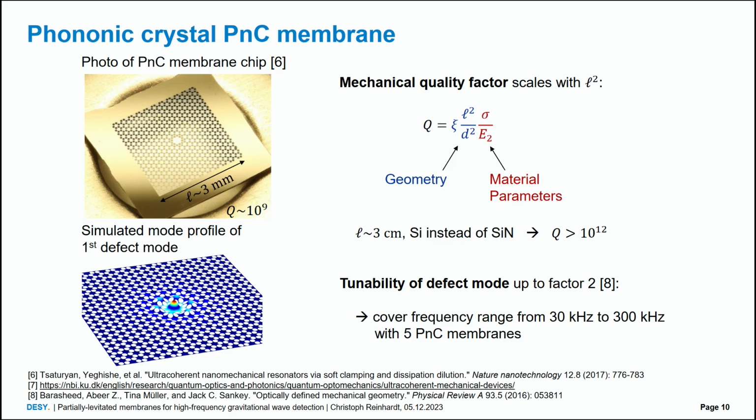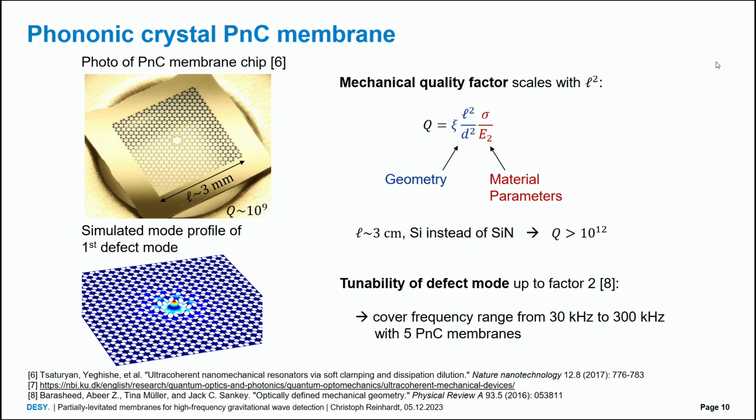So the idea is to make them 10 times bigger. You get centimeter devices, which then, according to the scaling, have a quality factor of 10 to the 11. And then instead of using silicon nitride, we would use silicon, which could give you an additional factor of 10. So then you have on paper Q of 10 to the 12. And by optimizing the geometry and so on, we might get to 10 to the 13. Yes, so this is one part.